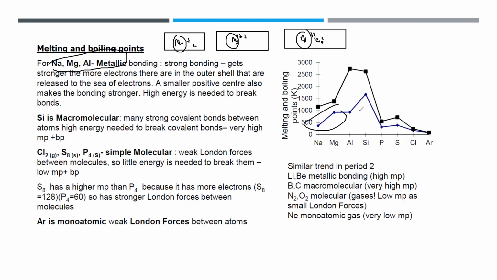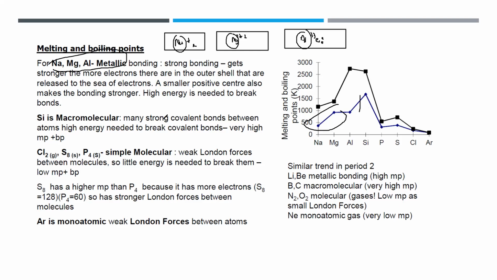Moving from aluminum to silicon, there's a jump. Why? Because silicon, a group 4 element, is a macromolecule. It has a tendency to form long chain compounds, so a greater number of covalent bonds. That's why it needs more energy. So it will be difficult to overcome this attraction. That's why it has the highest melting point in this period.